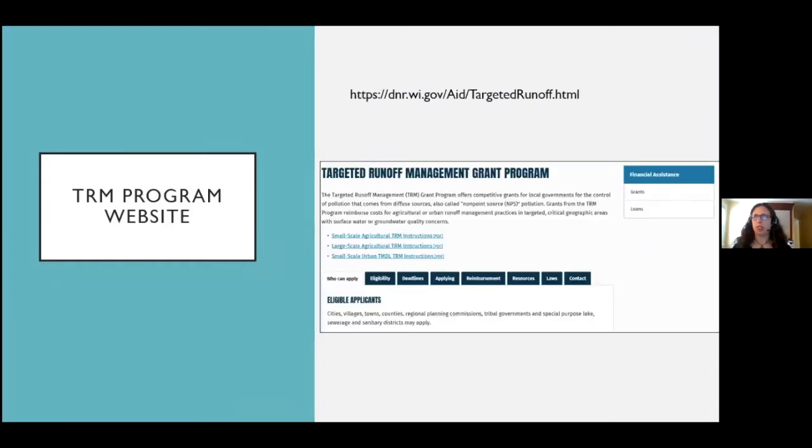Our TRM grant website can be found by going to the main DNR website and typing TRM in the search bar. Here you'll find tabs with information, applications, and important forms, and links to relevant laws. As you'll learn later in this presentation, there are 4 types of TRM grants. There is one urban TRM grant, the Smallscale Urban TMDL TRM grant. This is available on this website, but for the purposes of this webinar, I'll be focusing on the agricultural TRM grants only, as they're the most commonly used.